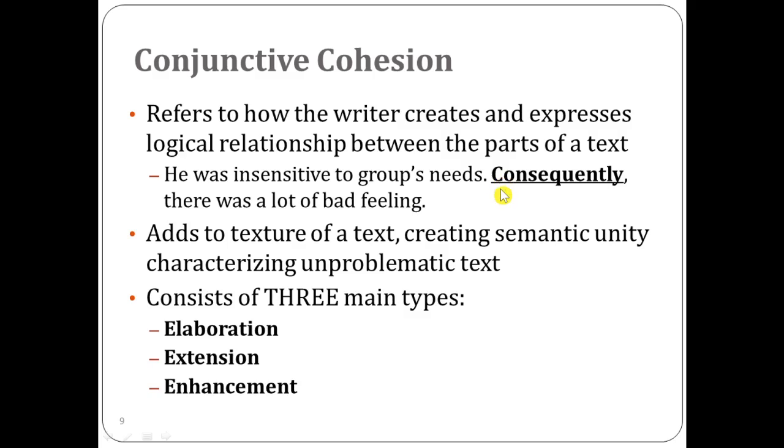So why did the writer use consequently here? What does it mean? The writer wants to enhance the logical relation between the first sentence and the second sentence of a text. The use of conjunctive cohesion helps add to the texture of a text, creating semantic unity, and characterizing a problematic text as well. Conjunctive cohesion has three main types: elaboration, extension, and enhancement. Now, go with me one by one.